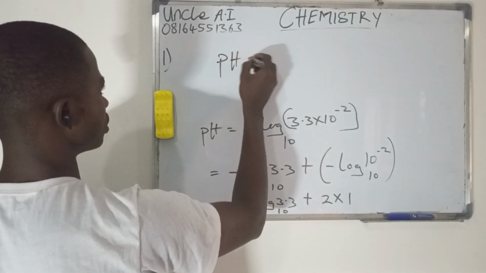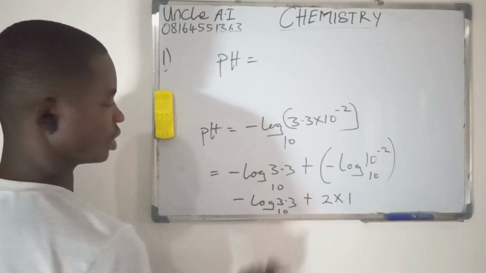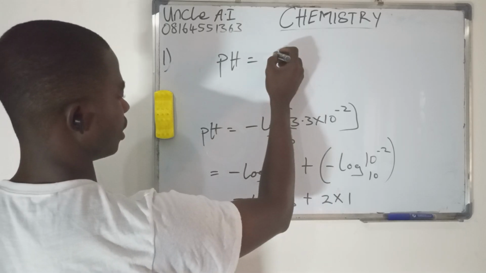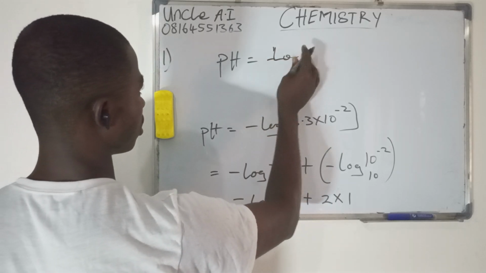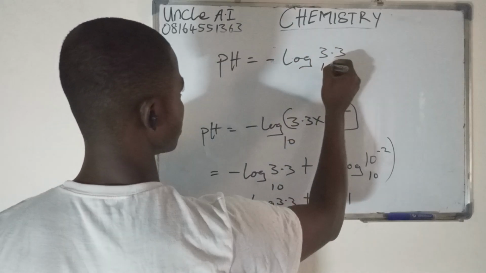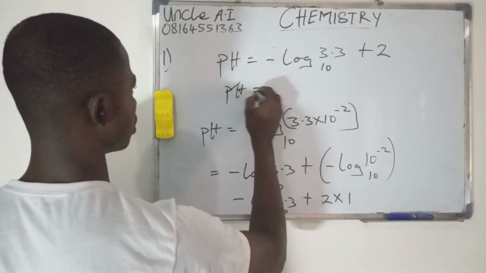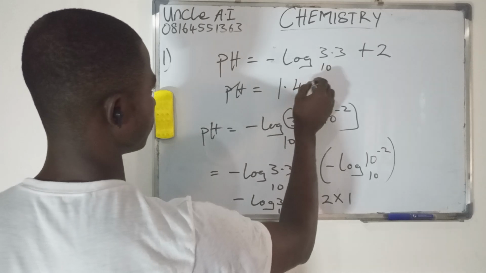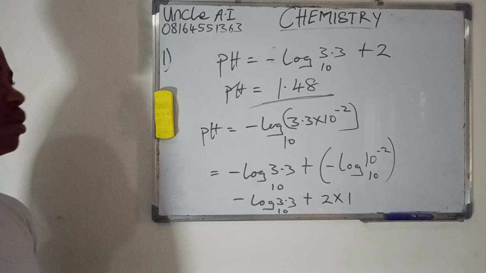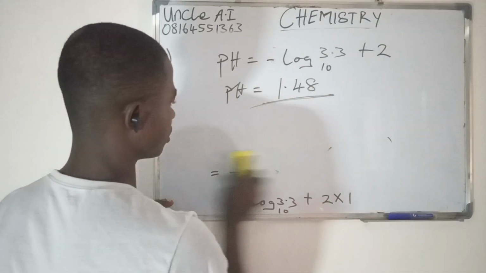Then to sum it up, the pH is equal to minus log of 3.3 to base 10 plus 2, that should give you a pH of about 1.48. That's the pH of the resulting mixture, making it very acidic. Very acidic. Why is it so?